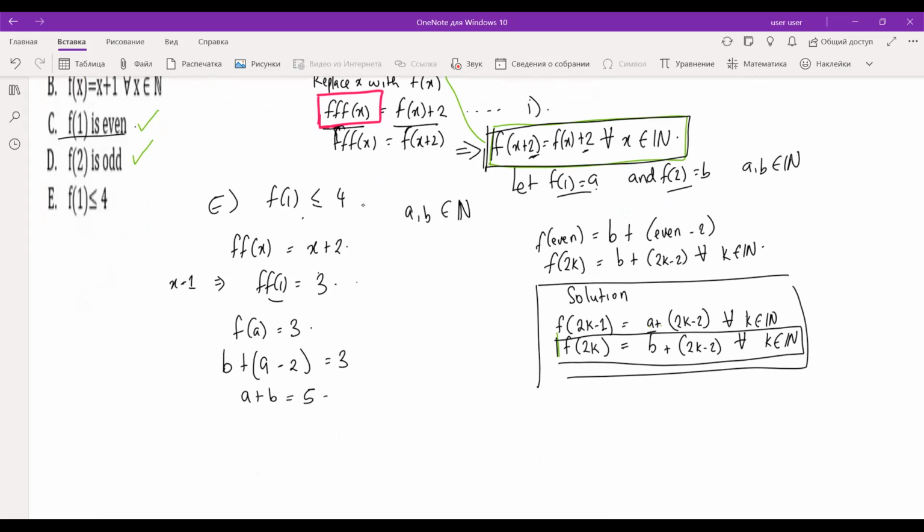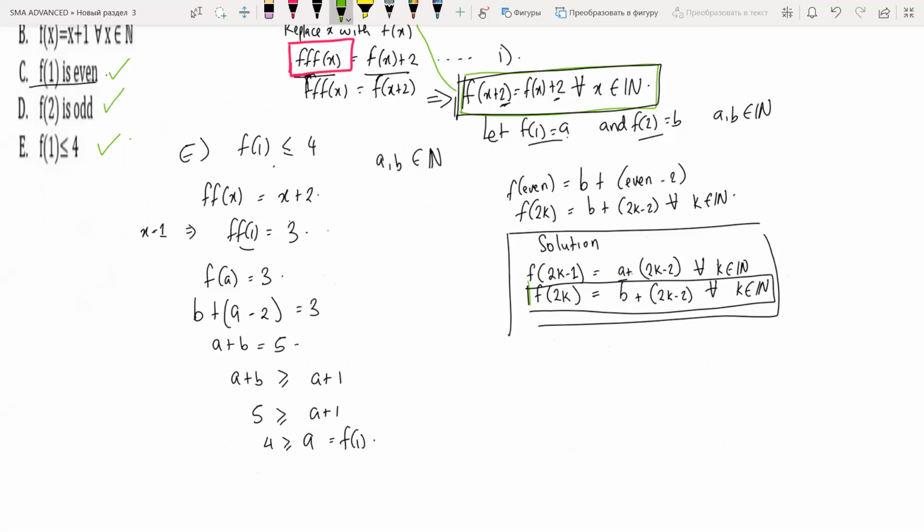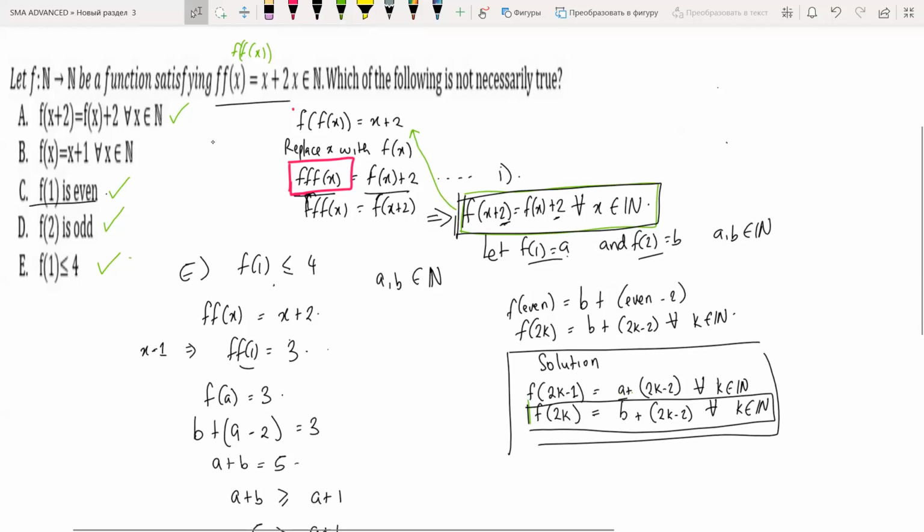So definitely a plus b is greater than or equal to a plus 1 because b is at least 1. It's a positive whole number. So it means that 5 is greater than or equal to a plus 1, so it means that 4 is greater than or equal to a. That's f of 1. Yeah, so this is how we do the fifth property, and the fifth property is also true. We have shown that all the other 4 properties are true. So the answer generally should be the last property that we haven't shown is true or not.